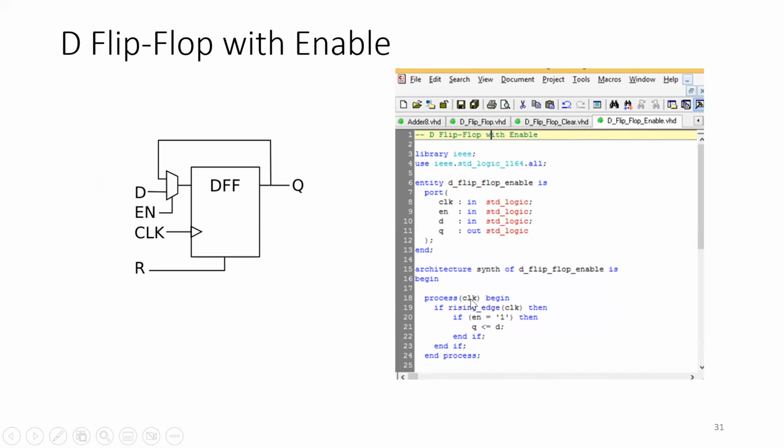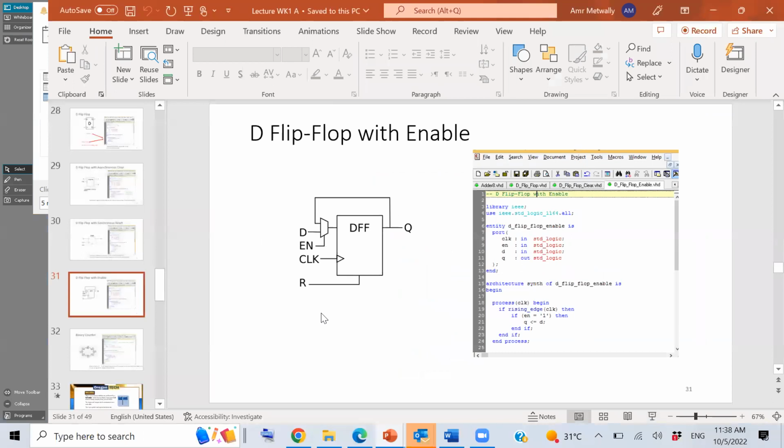Here, my process clock, if rising edge, then if enable is 1, Q will be D. Else, there is nothing. Nothing will happen. Q will remain Q. I need your talent to add this reset to this program. Okay? Before we forget. After the homework. Yes.